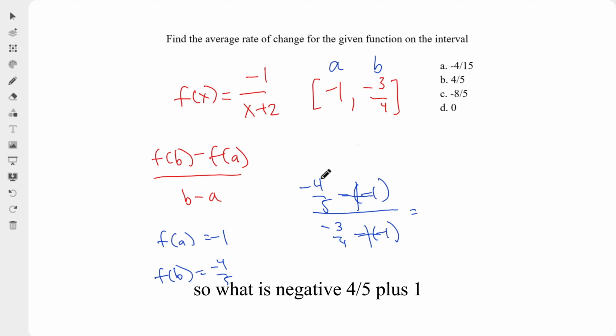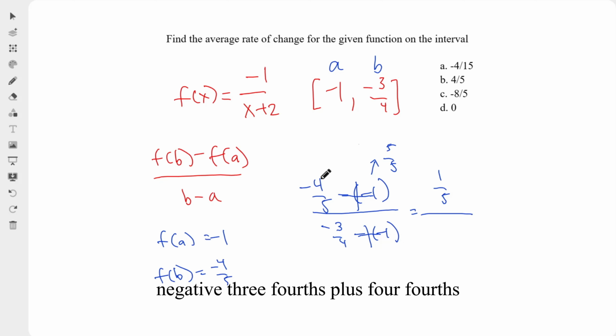So what is -4/5 plus 1? Well, 1 is the same as 5/5. So -4/5 plus 5/5 is 1/5. And -3/4 plus 4/4, because 1 is the same as 4 over 4, is 1/4.